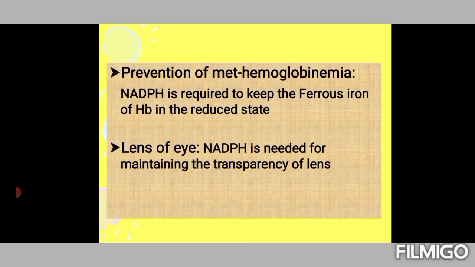And continuing with the significance of NADPH, this involves the prevention of methemoglobinemia, as NADPH is required to keep the ferrous ion of hemoglobin in the reduced ferrous state. Then it keeps the transparency of the lens of the eye also. Actually, NADPH is needed for maintaining transparency of cells, and this is done through the glutathione-involved process.